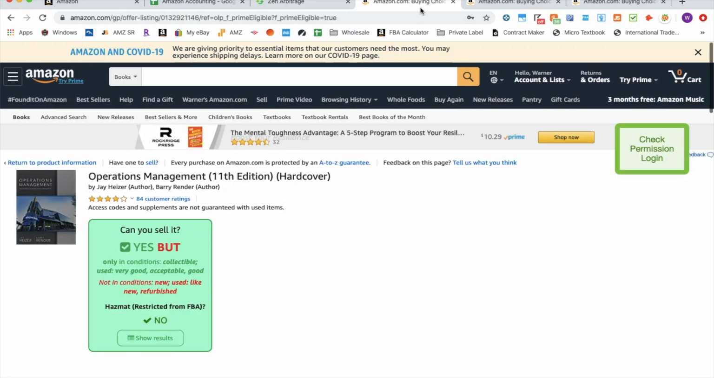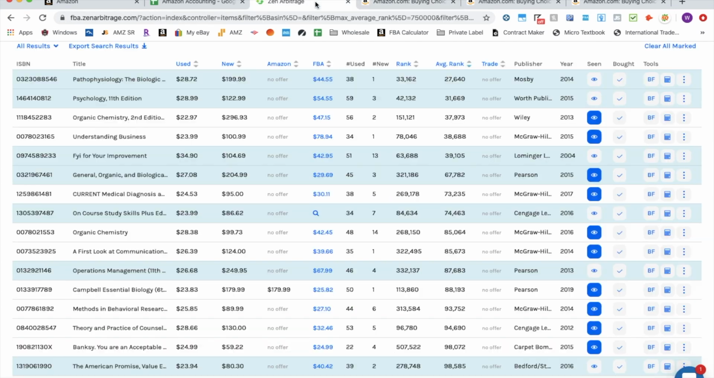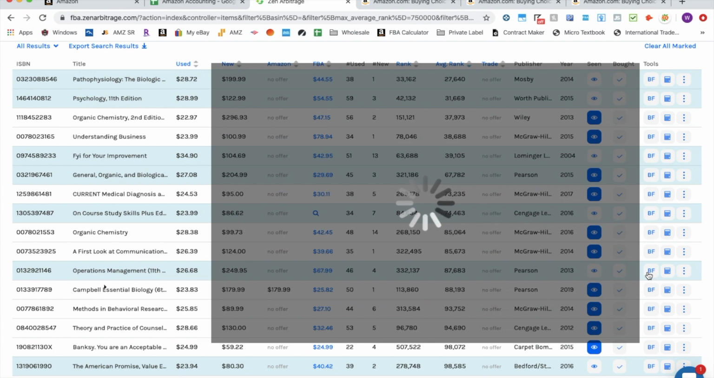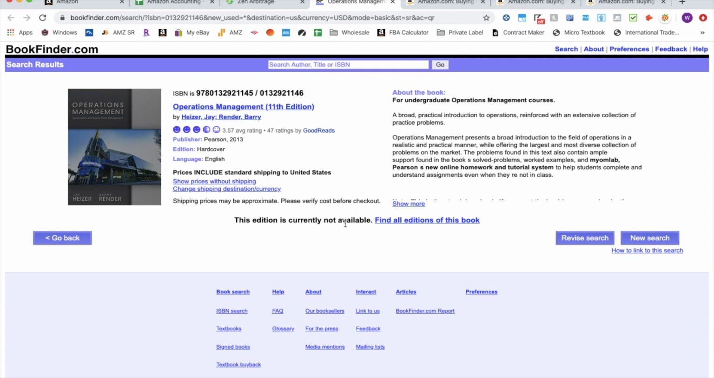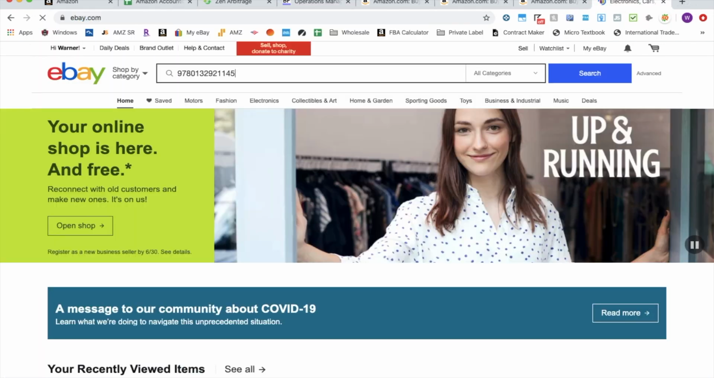And then once you find something that's maybe worth looking into, you're going to go back over to Zen Arbitrage and you're going to click this book finder link here. What this is going to do is show you the lowest prices across the internet. In this case, it's not pulling it. So sometimes what I like to do is check it out on eBay. Just go manually and then go to Abe Books.